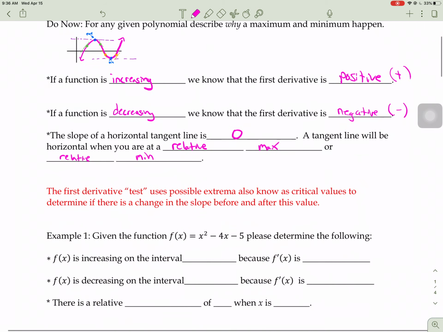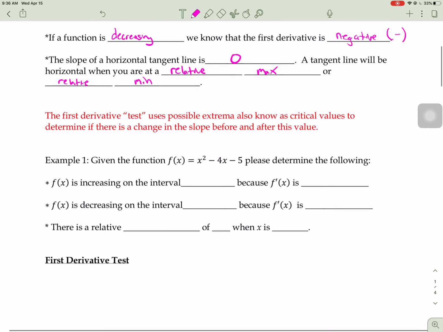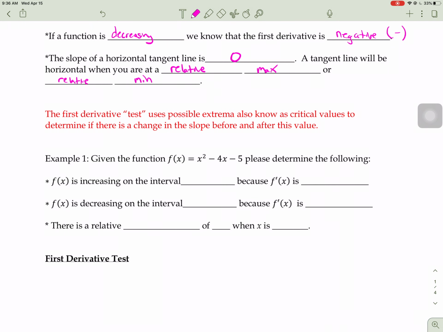Okay, so the first derivative test, we call it, uses possible extrema, also known as critical values, to determine if there is a change in the slope. So let's take a look at an example here. We have x squared minus 4x minus 5. So first off, this we can kind of cheat a little bit here.